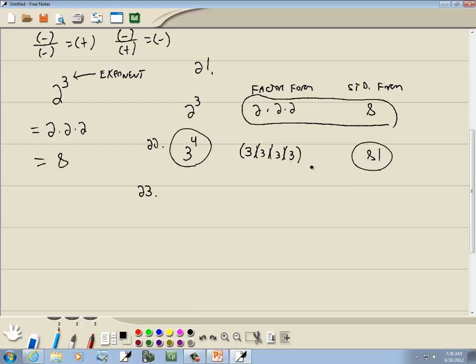Now for number 23, they give us our standard form, which is 27. Well, think of what number multiplied together gives you 27. 2 times 2 times 2 is 8, times another 2 is 16, times another 2 is 32. That doesn't work. I go to my 3s. 3 times 3 is 9, times another 3 is 27. Well, that'd work. 3 times 3 times 3 would give us 27. And that's 3 3s, so that'd be 3 to the 3rd power. And those will be our answers.